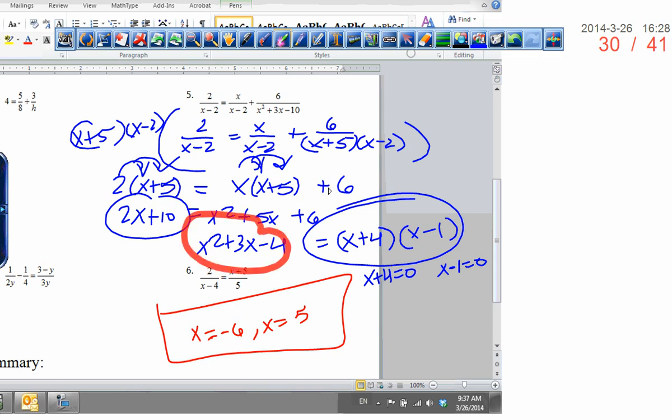Then I factor this, so I get (x plus 4)(x minus 1). And lastly, I set each part equal to 0. And I don't have my answers there. That's awkward. So x is negative 4, and x is positive 1.